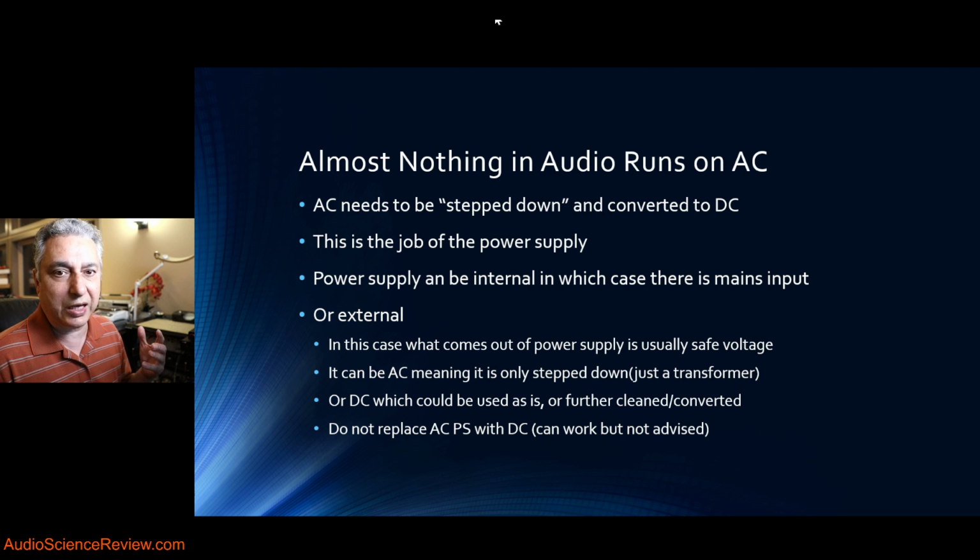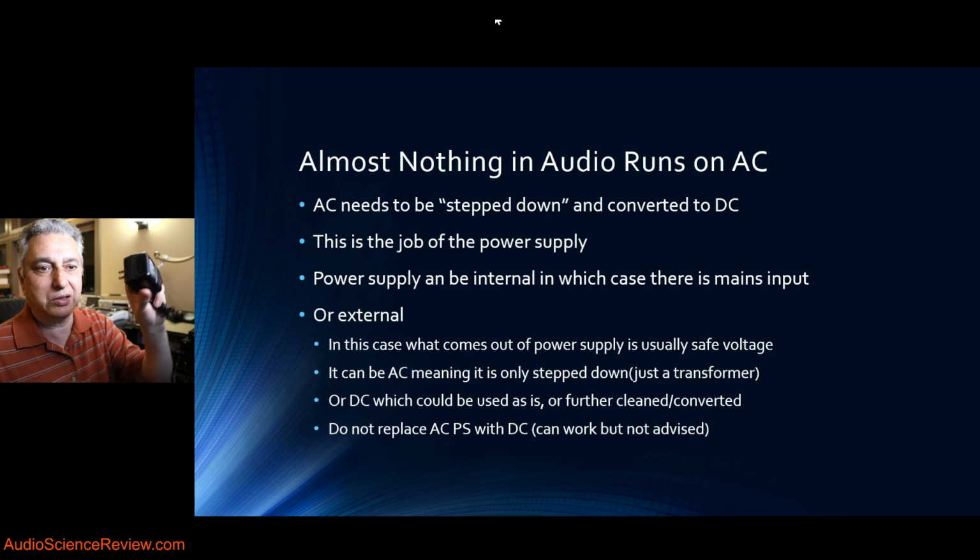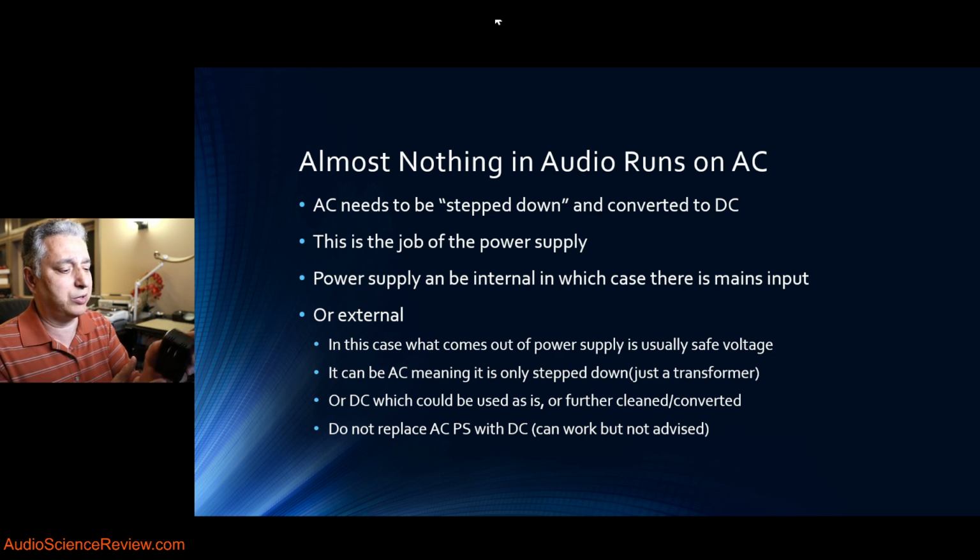But that AC can also come in the form of just stepping it down. So this is an example of a step-down transformer, as you probably have seen. These are quite heavy. Whenever they're like this, almost always they're AC, although there are some that are DC output, but it will say on the back whether the output is AC or DC.